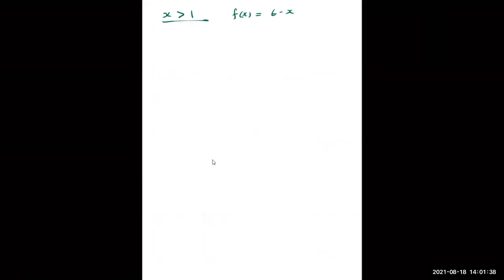Let's find the derivative of this function using the definition. Okay, my f prime of x is the limit as h goes to 0 of f of x plus h minus f of x divided by h. This is equal to the limit as h goes to 0 of f of x plus h, which is 6 minus x plus h, minus f of x. f of x is 6 minus x, divided by h.